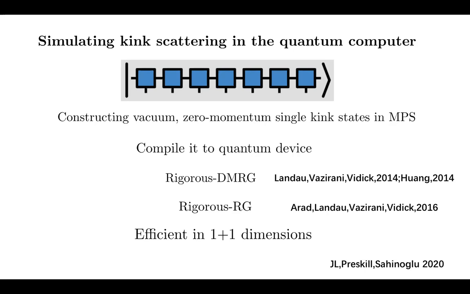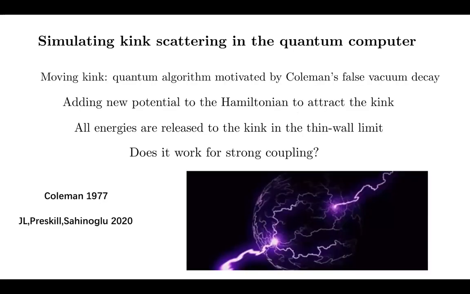Assuming that the method I described here has the capability to construct the zero momentum kink and compile it to the quantum devices, then you could consider using some quantum algorithms to directly accelerate your kink in the quantum devices. A natural candidate we are looking at is a quantum algorithm motivated by some early thought experiment by Coleman on forced vacuum decay. So the idea is to add some new potential.